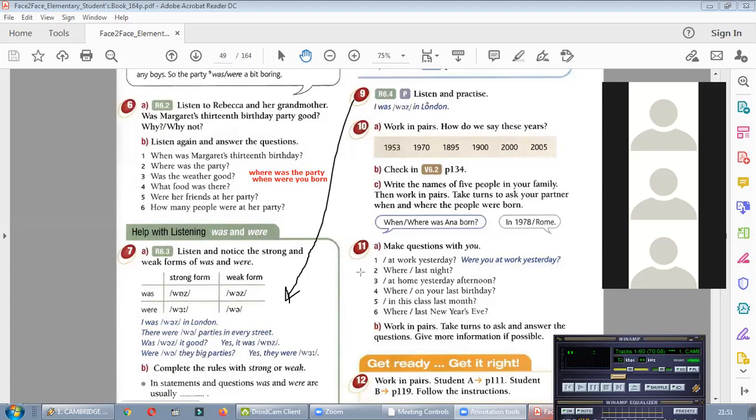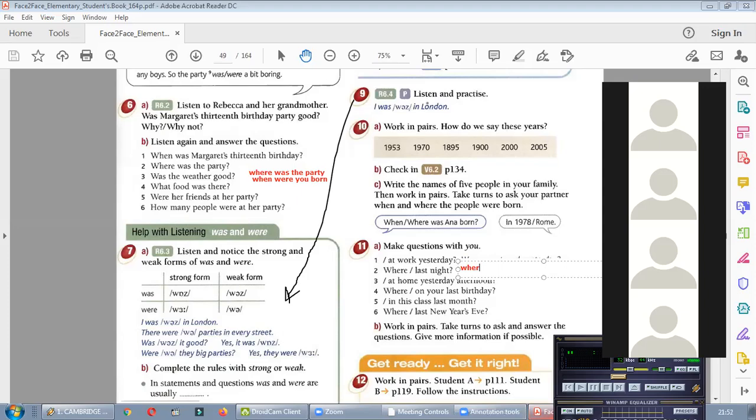Where are you? Where were you last night? Correct. Where were you last night? Right. Last night. That's correct. Where were you last night?